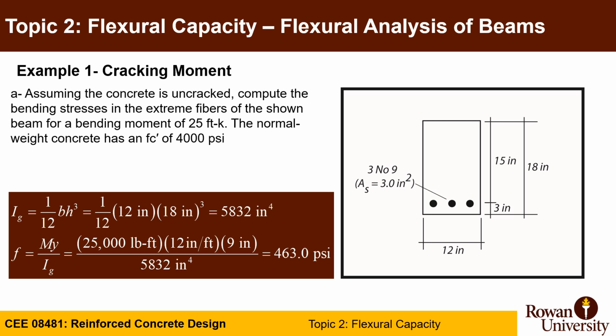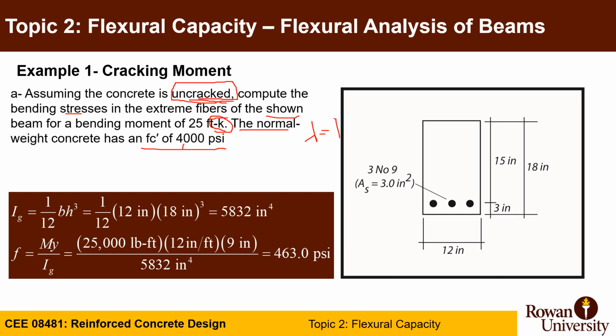Assuming the concrete is uncracked, so read carefully, we are before the cracking moment. Compute the bending stresses in the extreme fiber of the shown beam for bending moment of 25 kip-foot. The normal weight concrete has f'c of 4,000 psi. So it's normal weight concrete, so lambda equals 1, and f'c is 4,000, and the moment is 25 kip-foot.